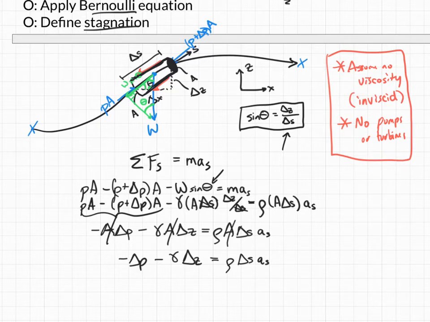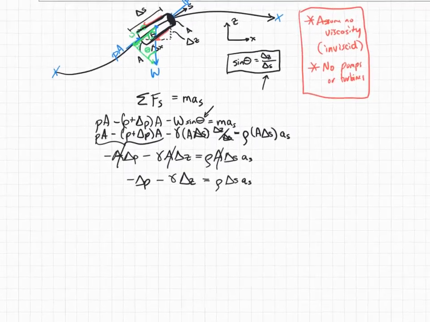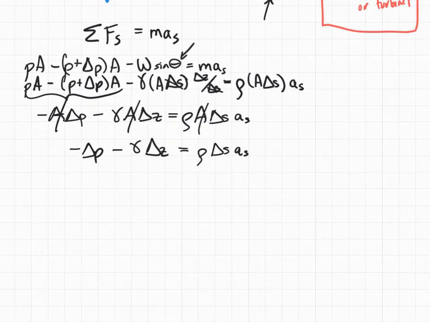Okay. So what we want to do now is divide everything by delta S. At this point we're just doing some algebra here. Delta P over delta S minus gamma delta Z over delta S.